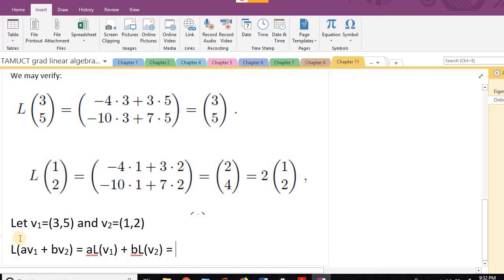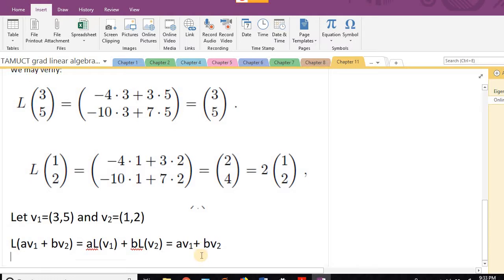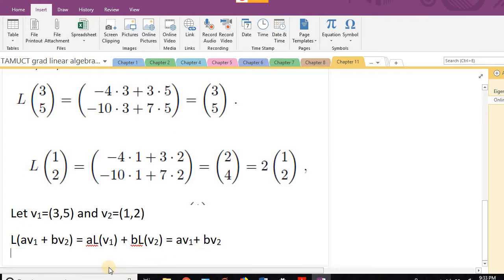But L of V1 is V1, and L of V2 is 2 times V2. So that's actually equal to A times V1 plus 2B times V2. This is the important thing. All right, are you with me on this?